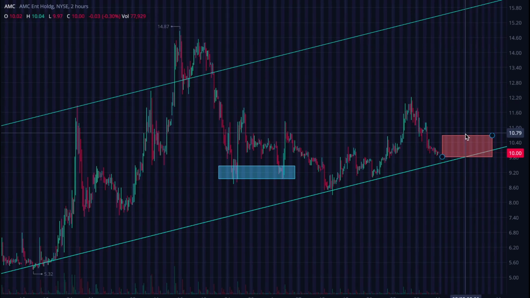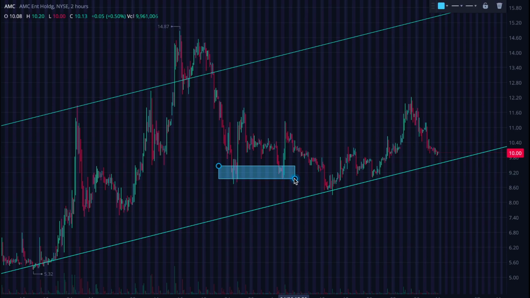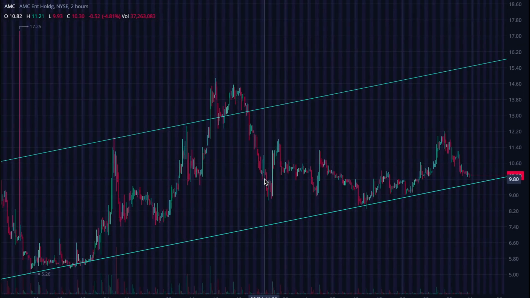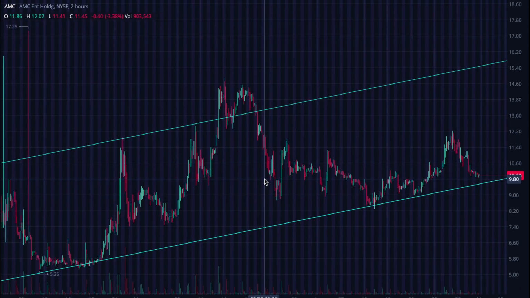This would be the most dominant aspect of the chart, in my opinion, just playing the channel. Channels are super reliable. All channels eventually break, just keep that in mind. At some point it will leave this channel and it won't return. It'll form some kind of a new channel. But while it does hold the channel, it's super reliable to play it from the bottom half to the top half.